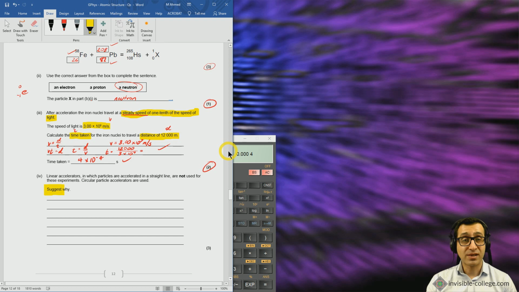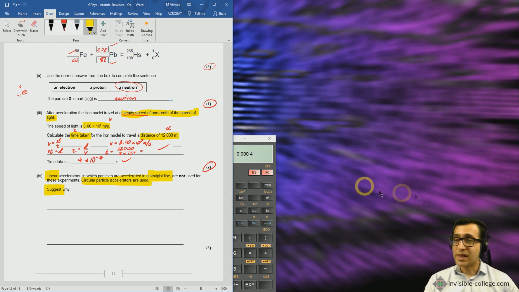It doesn't say explain why, because the examiner is aware that this is a context which is probably unfamiliar to you. It's saying suggest. Suggest means use the information in the question and your existing knowledge to give a reasonable best guess or educated guess as to why. So linear accelerators accelerate particles in a straight line, but these are not used. Circular particle accelerators are used instead. Now, the reason for this is that the particles need to travel a very large distance.